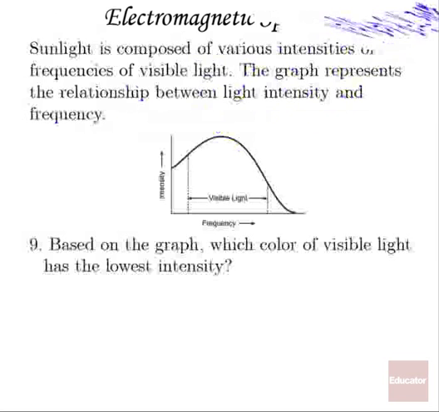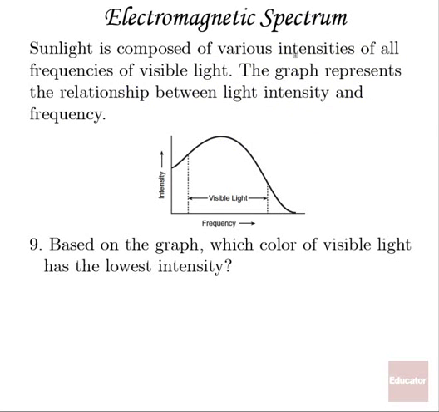All right, number 9. Sunlight is composed of various intensities of all frequencies of visible light. The graph represents the relationship between light intensity on the y-axis and frequency on the x-axis. Based on the graph, which color of visible light has the lowest intensity? Well, that's going to be over here, where we have the highest frequency. And the highest frequency of light is violet. Check that out on your electromagnetic spectrum. So which color of visible light has the lowest intensity? Violet.